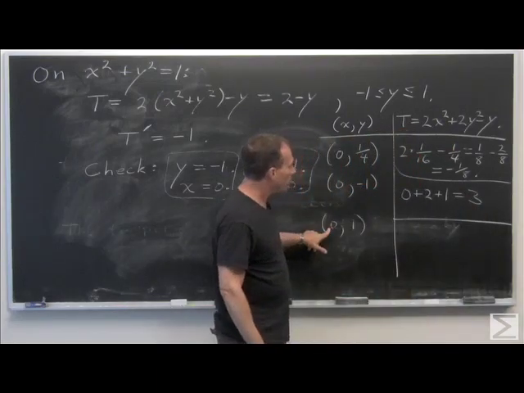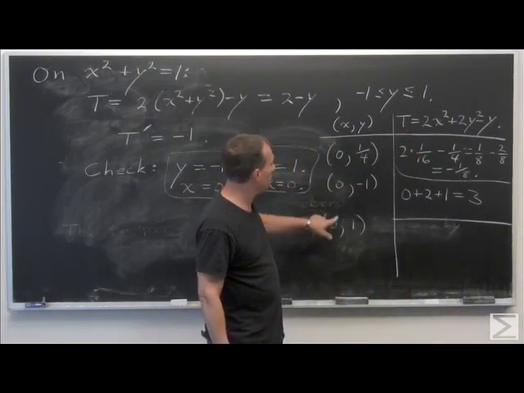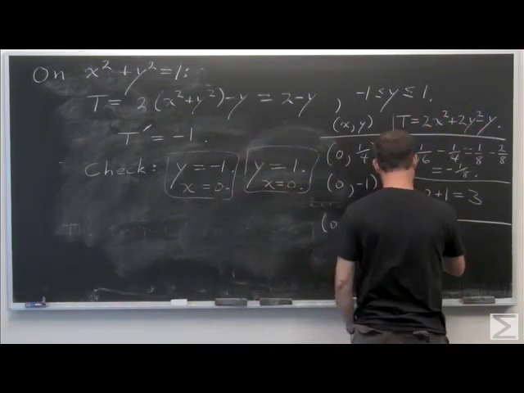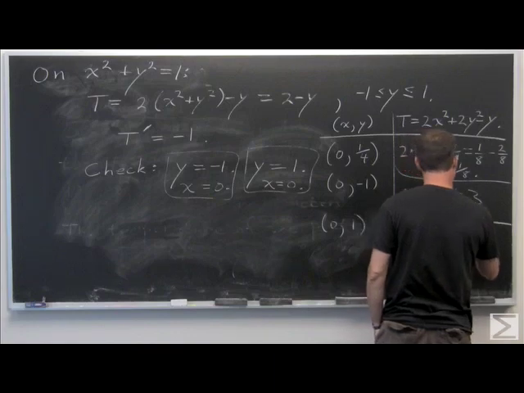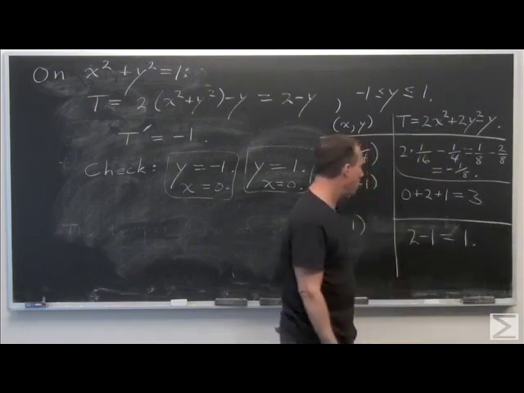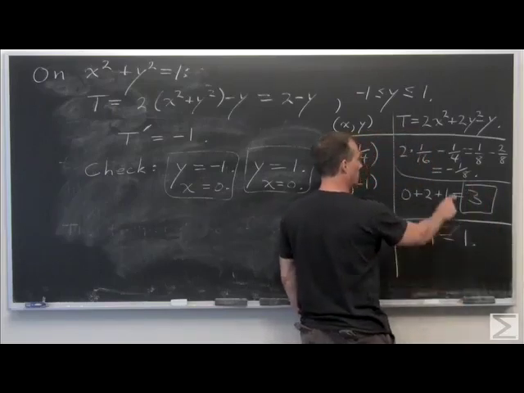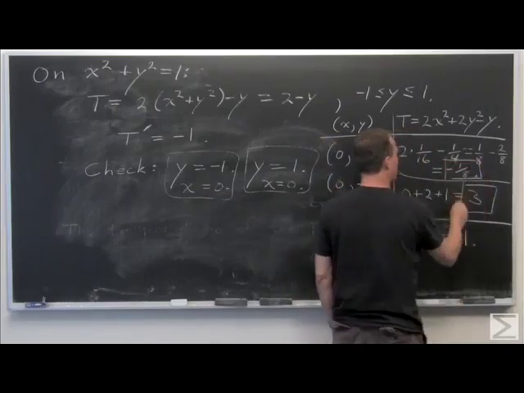And at 0, 1, x is 0, y is 1, you get 2 minus 1, you get 1. And then you just look, what's the biggest? It's 3. What's the smallest? Negative 1/8.